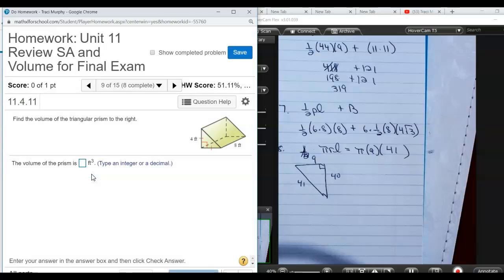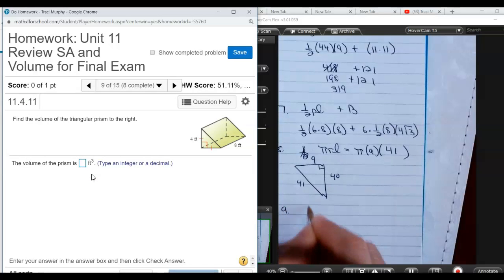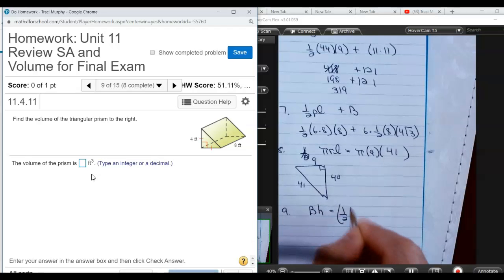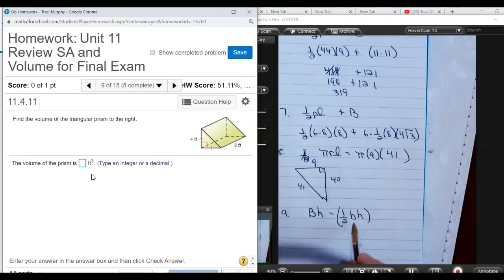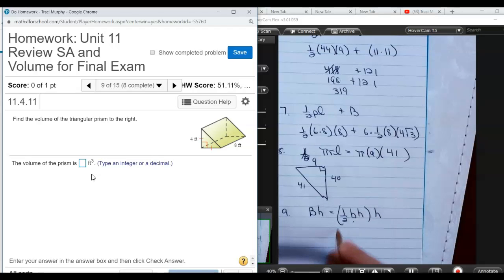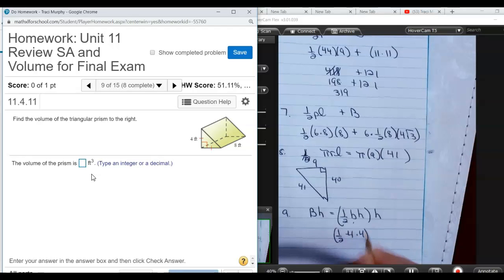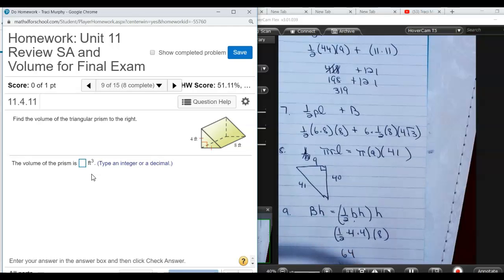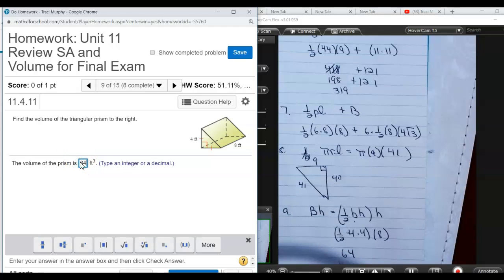Number 9, they want us to find the volume of that prism. That is big B times H. In this particular case, your base is a triangle, so the area of a triangle would be 1/2 base times height, and then this other H would be the height of the prism. If you take a look at that triangle, it has lengths that are 4 and 4, and then the height of the overall prism from one triangle to the other would be 8. So plugging that in, I end up with a volume of 64.